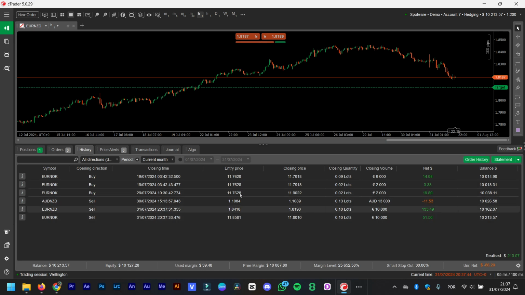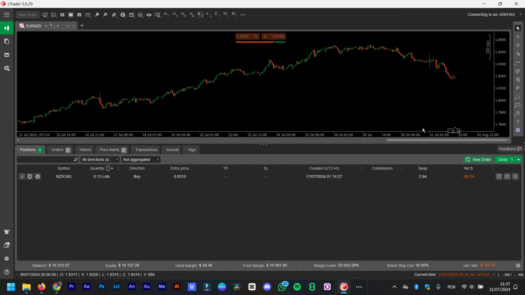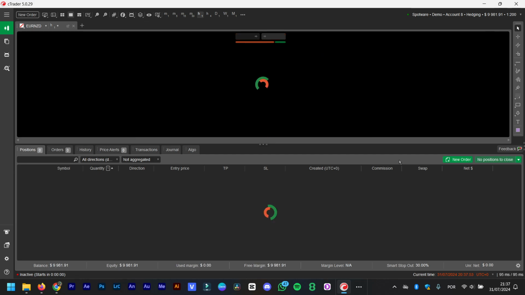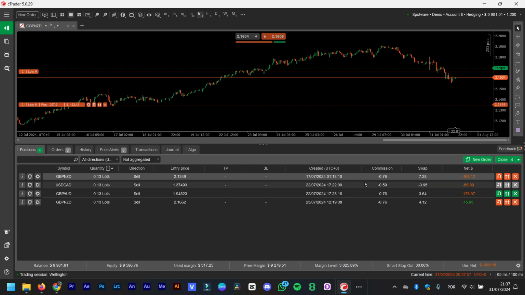Also, I think... No, that's actually the positive account. Now account number 8, and we see we have a 25,000% margin level, which is crazy. Super safe. This one we have to wait. There's nothing to do here but wait. GBP NZD, gotta go back to break-even point.